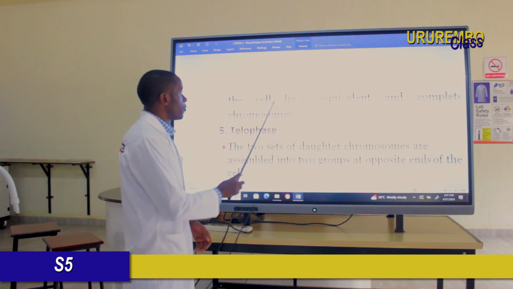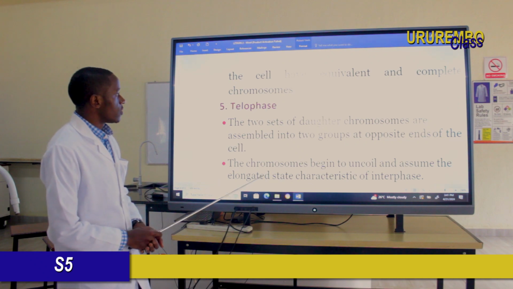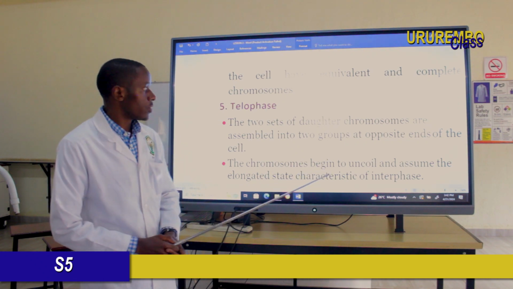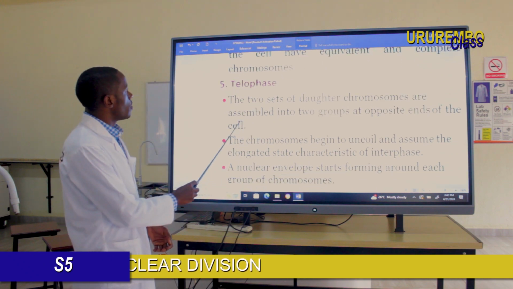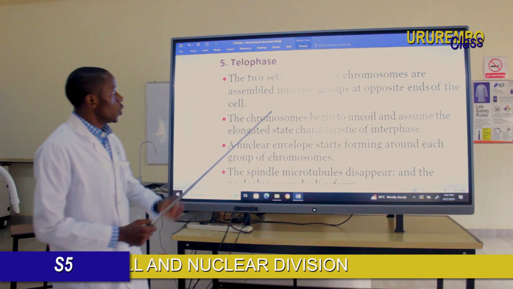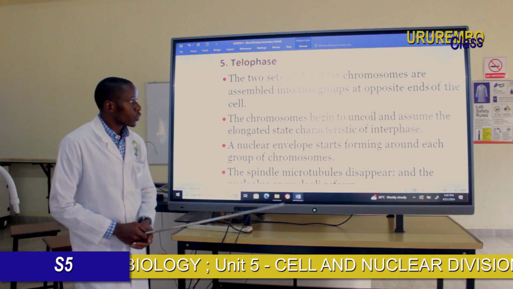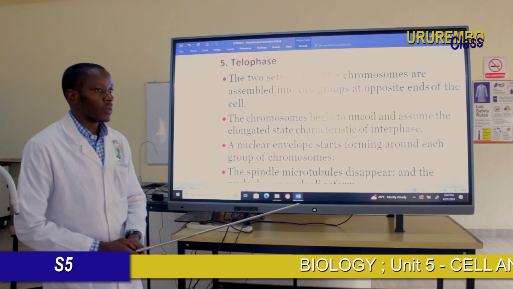And then the last phase, the fourth phase, is called the telophase. The telophase is the last phase of mitosis, where the two sets of daughter chromosomes are assembled into two globes at the opposite ends of the cell.